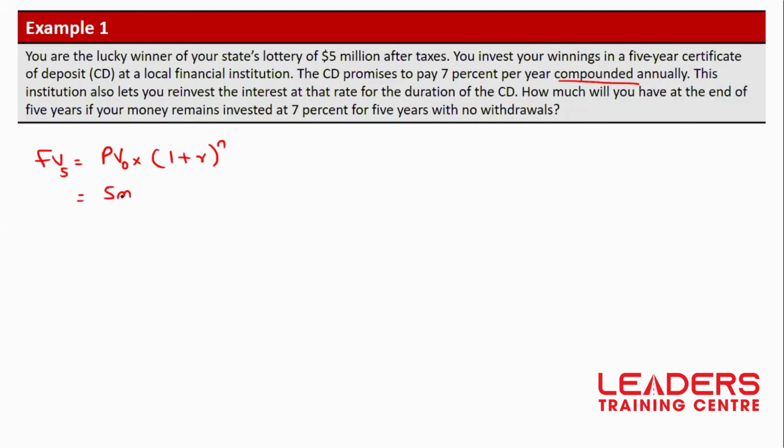We don't care about the negative sign if we're doing it manually, times 1 plus r, which is rate of return. How much is that? That is 7% to the power of, we want to find it after 5 years, as was mentioned. So n is basically 5, and your answer is 7.012 million. That's our answer. This is one way.